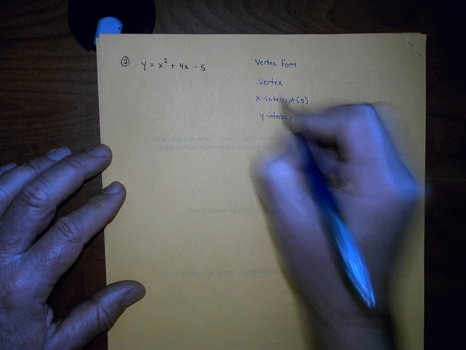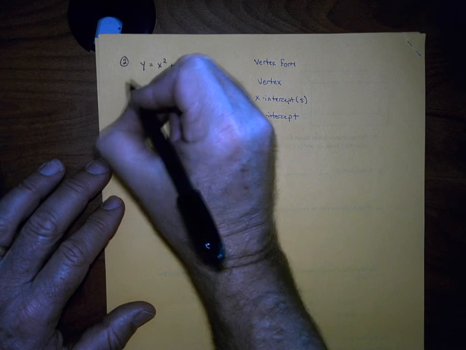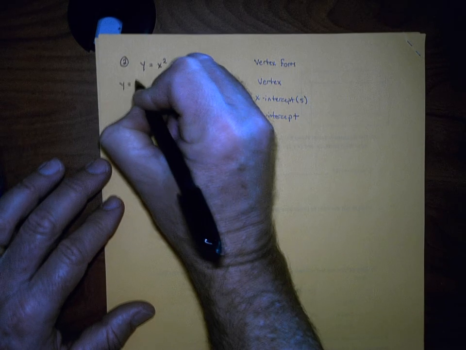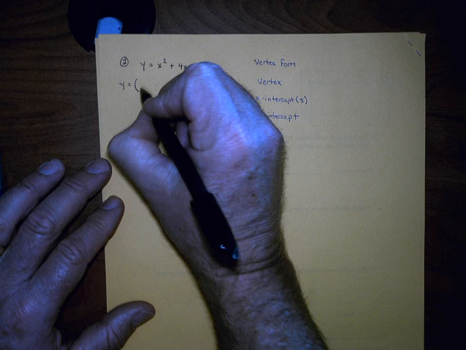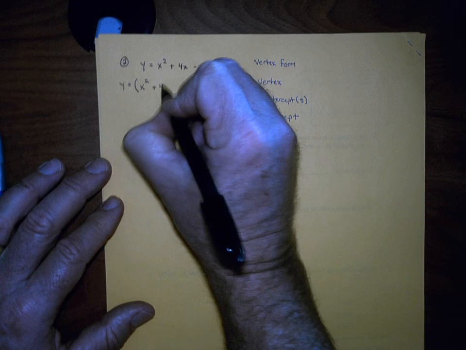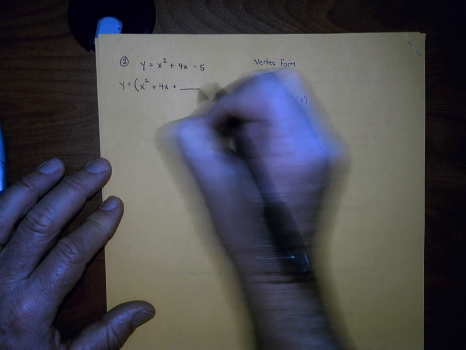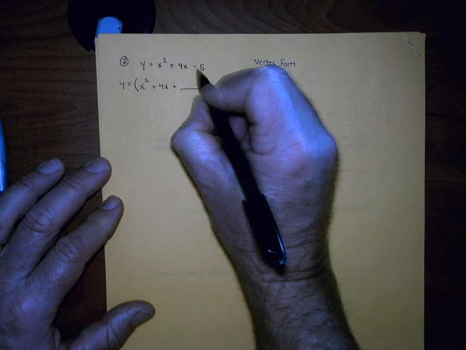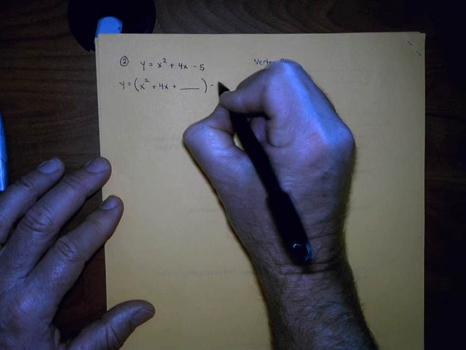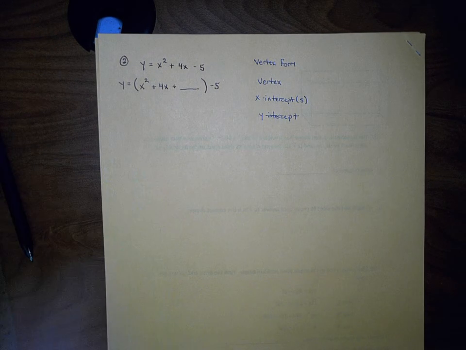Okay? All right, so here's how we do it. We take our equation, y equals, and remember you start with parentheses, put the x squared part and the plus 4x part in the parentheses, put a plus, and then you're going to leave a gap right here. I always put a line there, you don't have to. Then your c value, -5, goes on the outside, and now inside of the parentheses, we are going to complete the square.